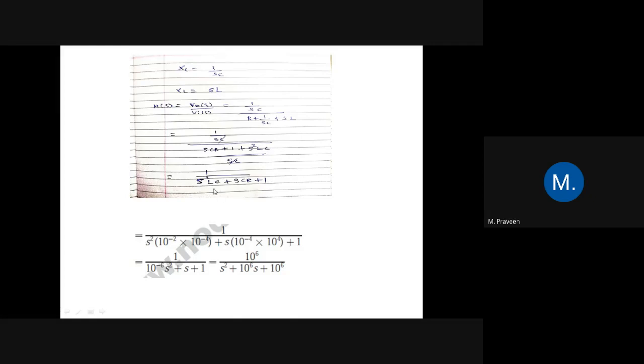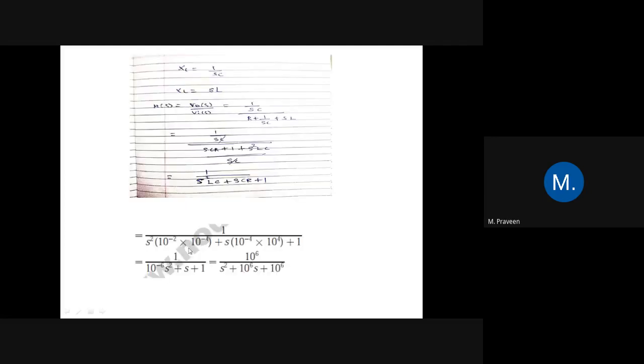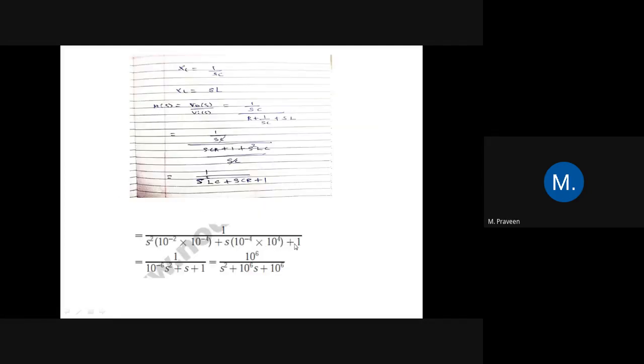Now we can substitute the value of L, C and R here. So L value is given, which is 10 millihenry. Therefore, 10 into 10 power minus 3, which is 10 power minus 2, into C value is given, which is 100 microfarad. So that is 100 into 10 power minus 6, which will become 10 power minus 4. Okay, so put 10 power minus 4 here, plus s into C and R value, that is 10 power minus 4, and R value is 10 kilo ohm. So 10 into 10 power 3, which will become 10 power 4. Okay, 10 power 4 plus 1.